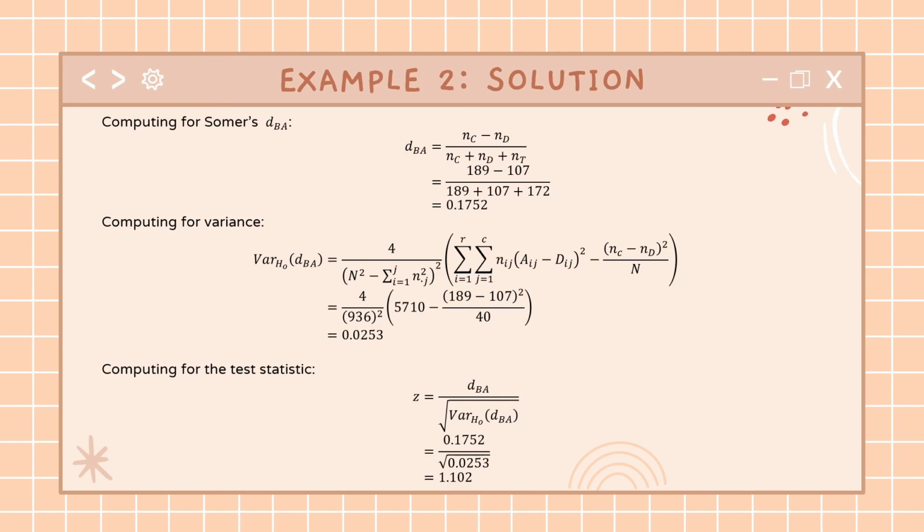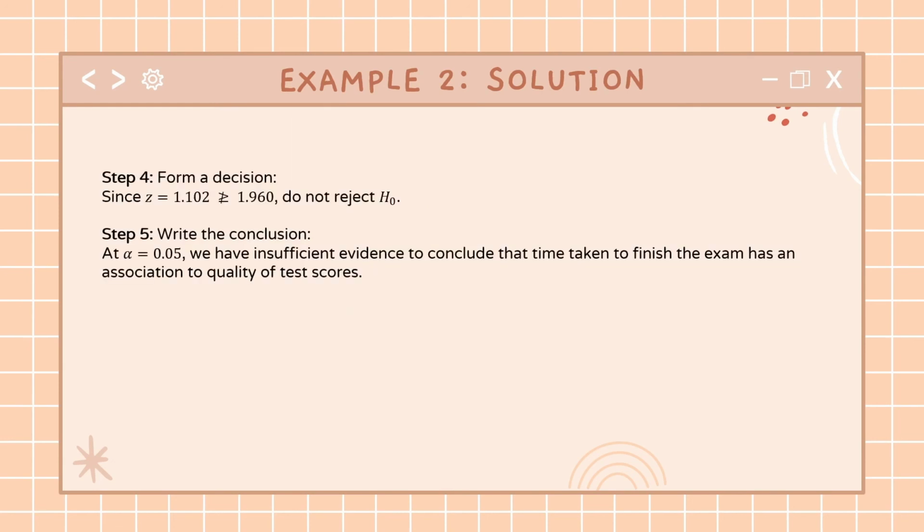Ito yun. And plugging in yung mga values na nakuha natin previously from DBA, ito yun. At yung variance, plugging in sa test statistic, yung makukuha nating values ay 1.102. So, form a decision, step 4. Since z is equal to 1.102, which is clearly not greater than or equal to 1.960, we fail to reject the null hypothesis. So, conclusion natin dito, at alpha is equal to 0.05, we have insufficient evidence to conclude the time taken to finish the exam has an association to quality of test scores.